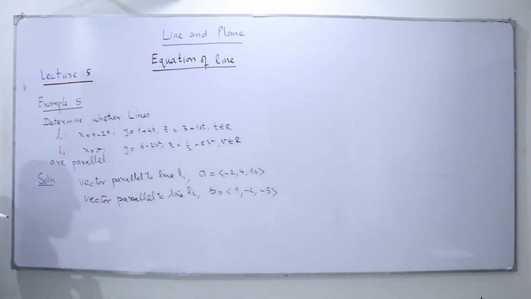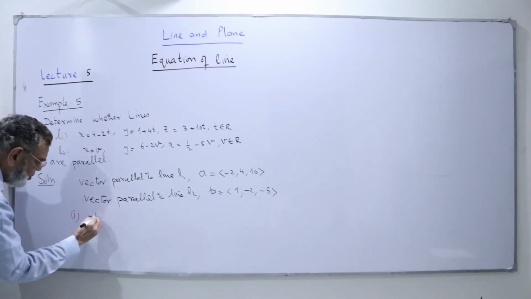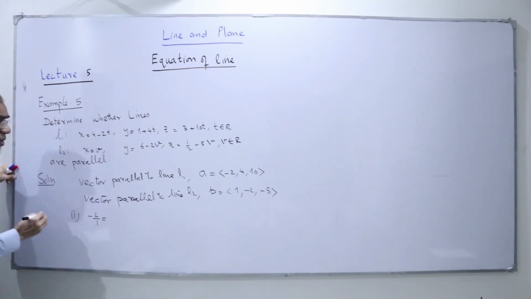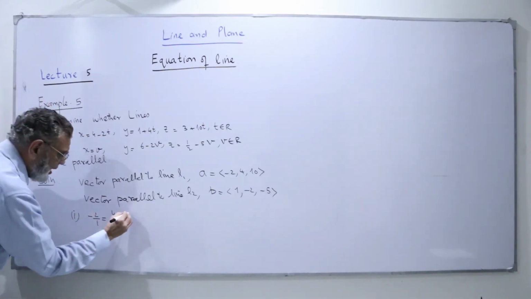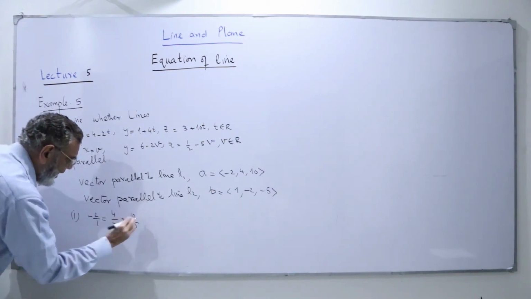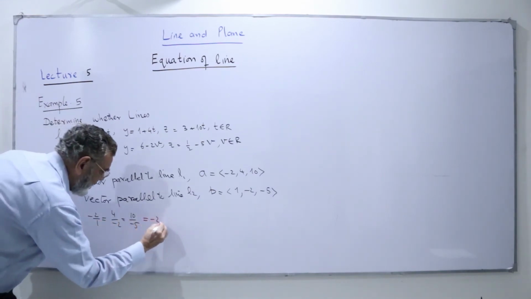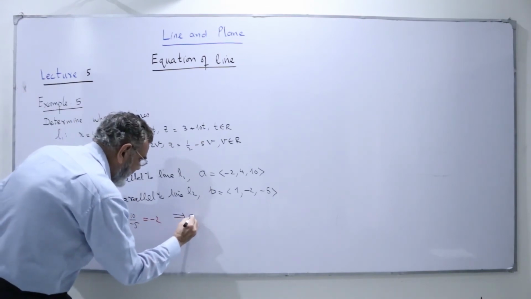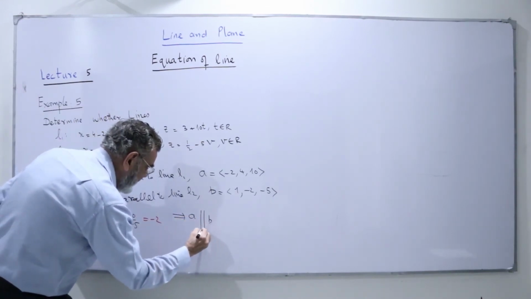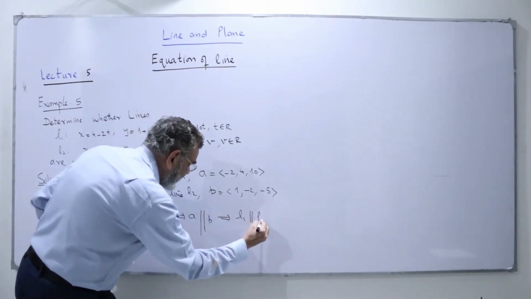We want to see whether vectors A and B are parallel. We just take the ratio of the components. A1 over B1, minus 2 over 1, is equal to 4 over minus 2, is equal to 10 over minus 5, and we can see this is equal to minus 2. They all are equal. This implies vector A is parallel to vector B, and this implies line L1 is parallel to line L2.